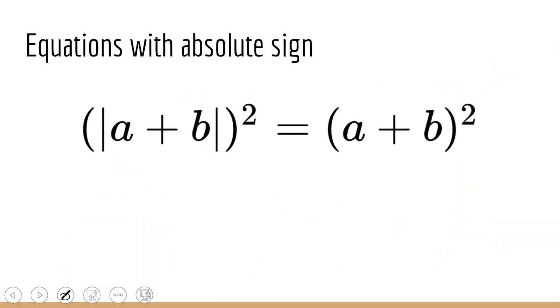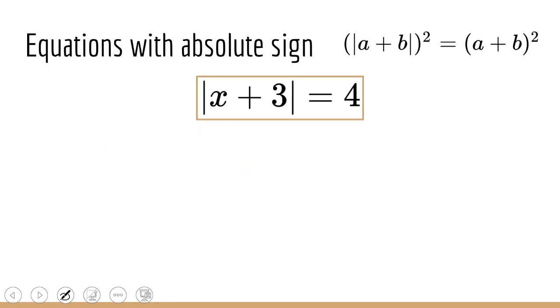Quadratics can also help us with equations with absolute signs, since the square of a value is always positive, right? So using this rule, let's take a look at an example. Let's say the absolute value of x plus 3 is equal to 4. Let's go ahead and first square both sides. And when we do this, we can get rid of the absolute sign. So we can do x squared plus 6x plus 9 is equal to 16.